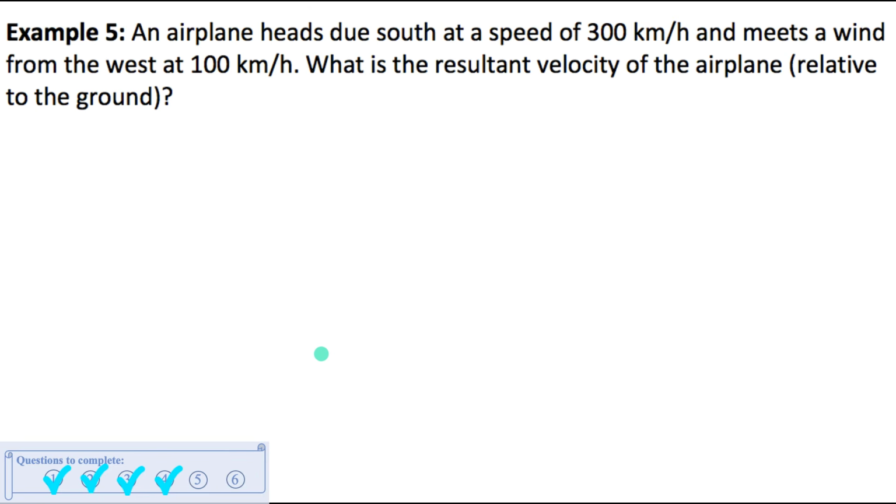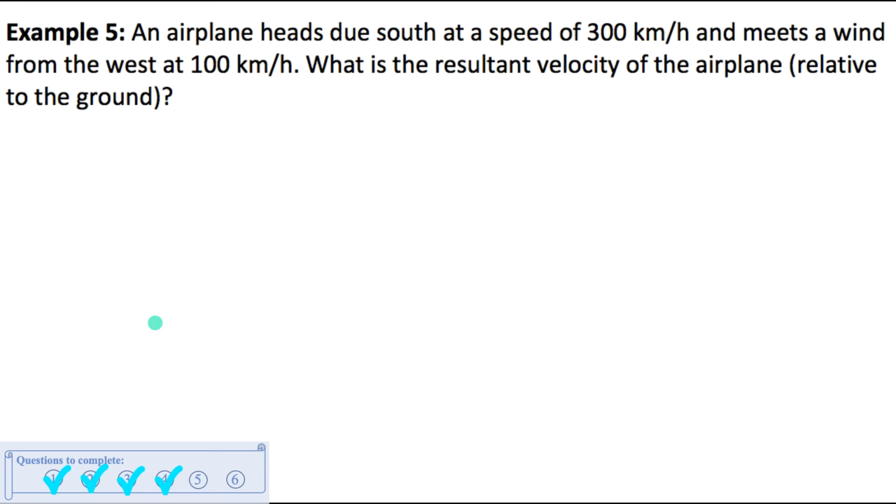Example 5. An airplane heads due south at a speed of 300 kilometers an hour and meets a wind from the west at 100 kilometers an hour. What is the resultant velocity of the airplane relative to the ground? So the airplane's trying to fly due south at a speed of 300 kilometers an hour, but the wind is blowing from the west at 100 kilometers an hour. So what is going to be the resultant velocity of the airplane?